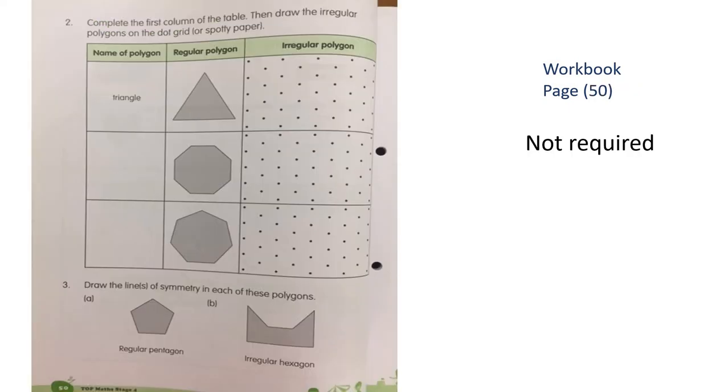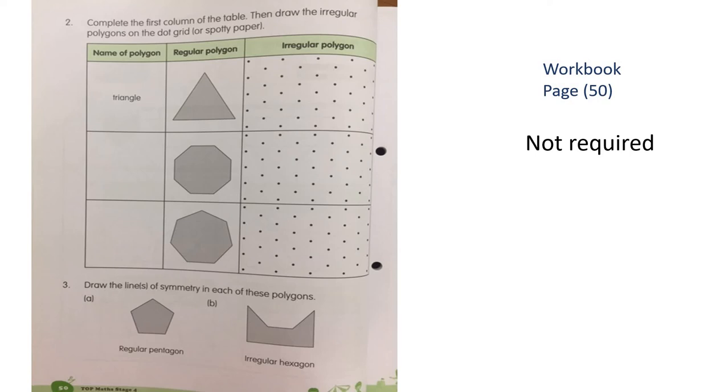The next exercise is not required, the one about how to draw the regular polygon, but I will do this exercise. Draw the lines of symmetry in each of these polygons. As long as I have a regular pentagon, the word regular means you can draw as many lines of symmetry as you have sides. So you have 5 sides, so you have 5 lines of symmetry. You have 6 sides, so you have 6 lines of symmetry.